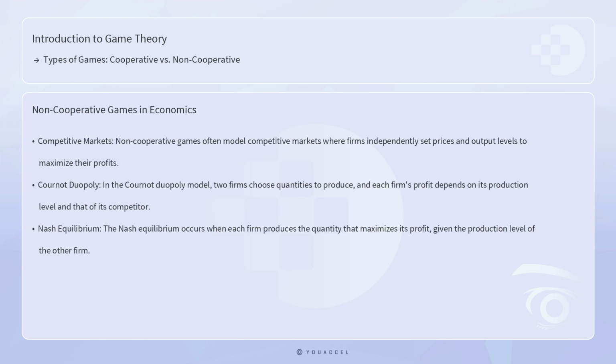In economics, non-cooperative games often model competitive markets where firms independently set prices and output levels to maximize their profits. Consider the Cournot duopoly model, where 2 firms choose quantities to produce. Each firm's profit depends on its own production level and that of its competitor. The Nash equilibrium occurs when each firm produces the quantity that maximizes its profit given the production level of the other firm.